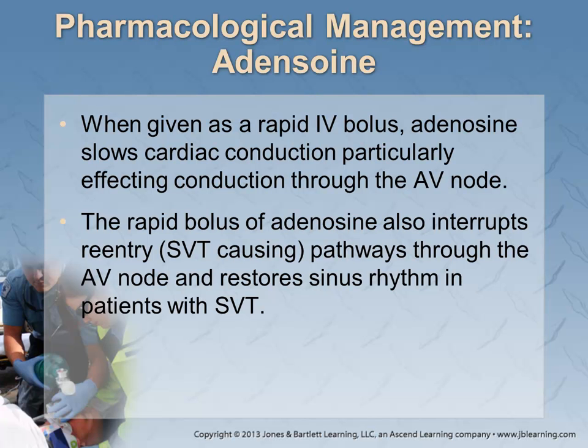When given as a rapid IV bolus, it slows cardiac conduction, particularly affecting conduction through the AV node. Why is that going to affect SVT? Because it's supraventricular, above the ventricles. So the AV node, that area, is probably where your SVT is starting to originate from. If we're slowing conduction in the AV node, it's going to target that SVT. It also interrupts re-entry pathways through the AV node and restores sinus rhythm in patients with SVT. What is a re-entry pathway?